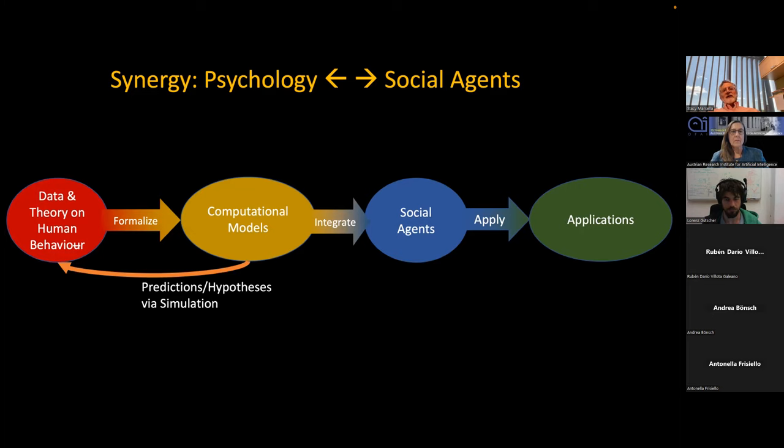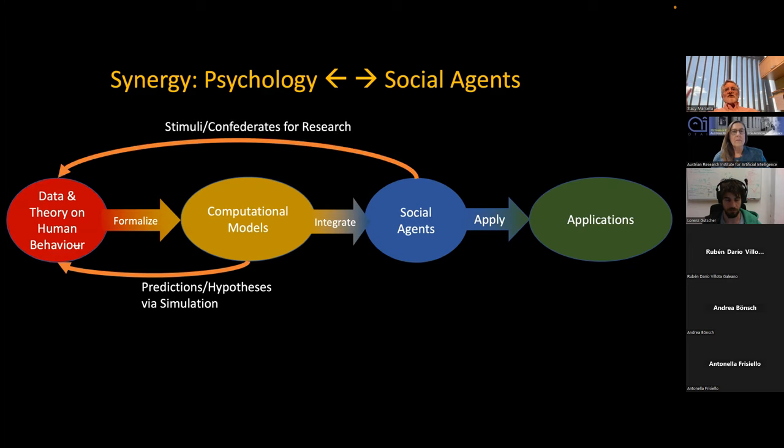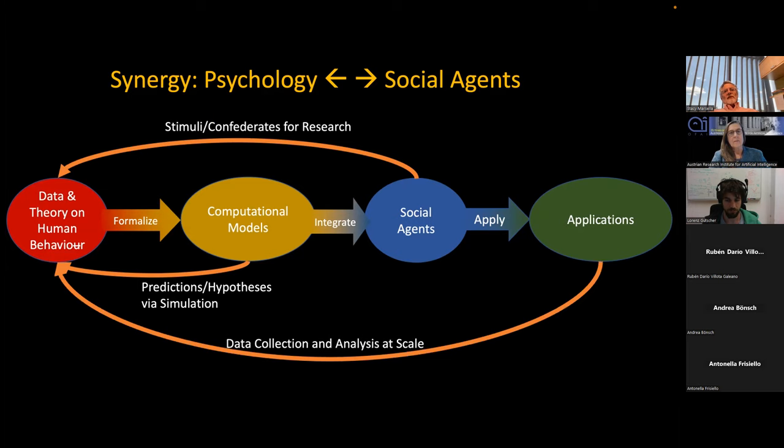So one is once you have the computational model, you can simulate things. You can make predictions and generate hypotheses, which you can later test with human subjects. Once you have a social agent, you basically have stimuli and confederates for research. So people like Rachel Jack use virtual humans as stimuli to study the expression of emotion. And then once you have an application, you have the potential for data collection and analysis at scale, because you can throw out that application and see how people respond.